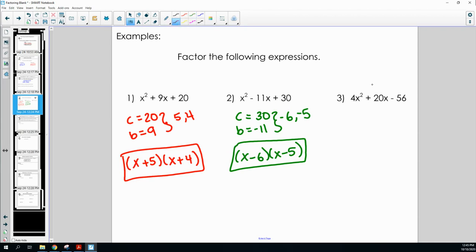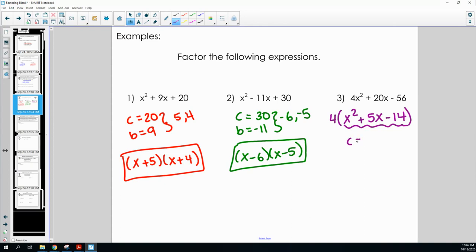So now for number 3, when I look at 3, my a value is not 1. But remember, the first thing that we want to do is look for a greatest common factor. So if I look for a greatest common factor between all 3 of these, I can see that they all are divisible by 4. So I'm going to factor out that 4, which is my GCF, from each term. So here I have an x squared, then I have a 5x, and then I have a negative 14. So I'm going to treat the inside with the method that we just learned.